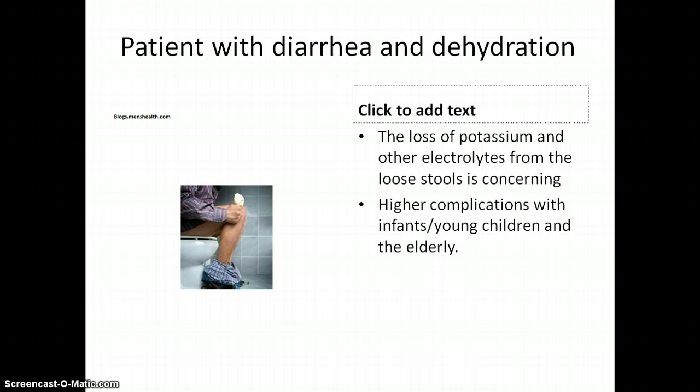When we look at a patient with diarrhea, perhaps that patient would be losing a lot of their electrolytes from the diarrhea stools, and we would be very concerned, especially about the very young. The infants and the elderly oftentimes get admitted when they have a bout of the flu with diarrhea. They're very dehydrated because of the loss of that potassium.